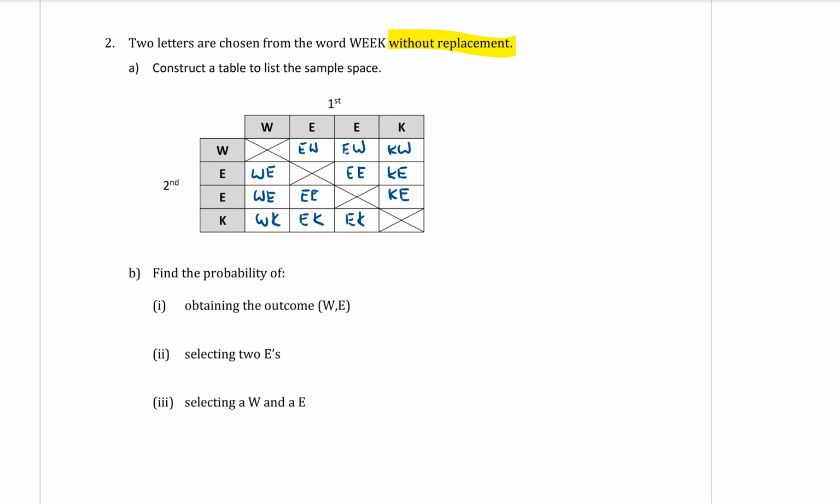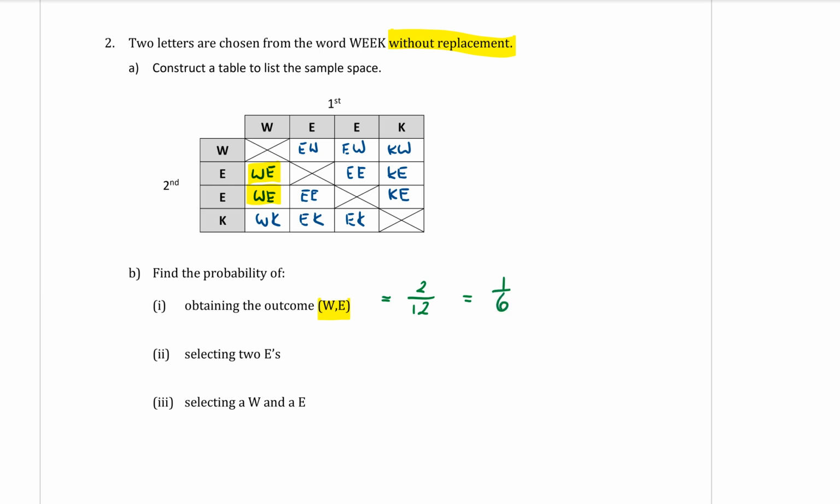Part B. Find the probability of obtaining the outcome W and then E. So W first, then E. There's one here. There's a few of them. There's one here, here. Any others? W-E, not E-W. Need the W first. So there is only 2 of them. So that's going to be equal to 2 out of how many outcomes? 12. Good. Don't count the crossed out ones. And that makes 1 out of 6.